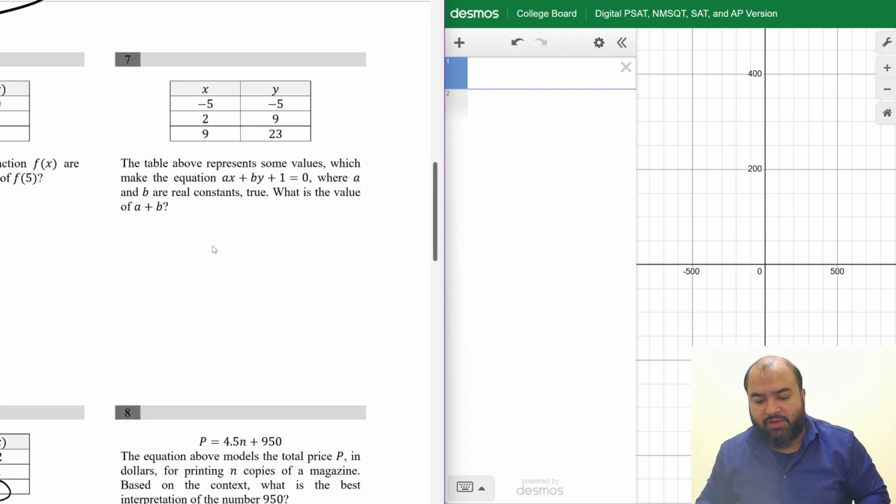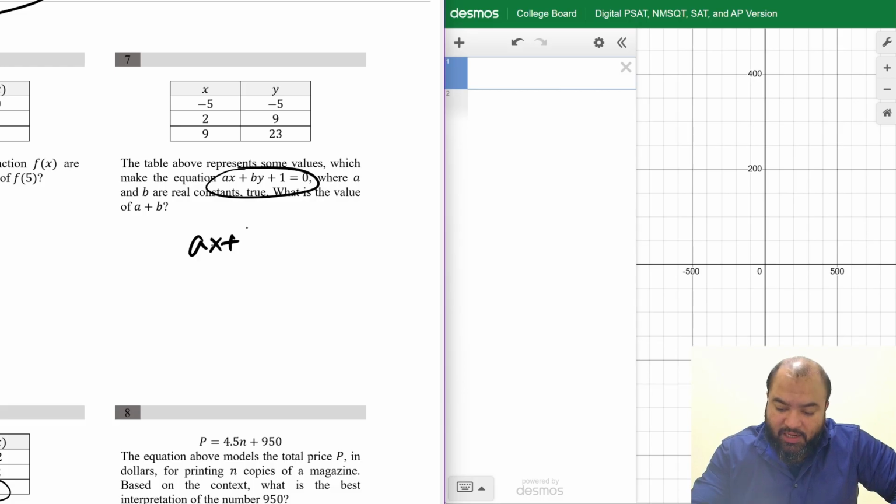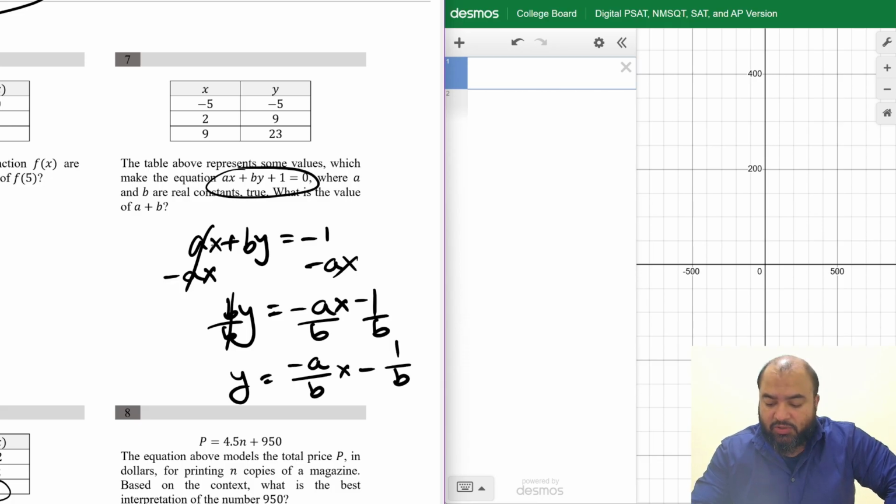For some number 7, we can do something similar. They gave us a table. Of course, I can plug it in, but the table above represents some values. In this case, first I can rewrite this as an equation of a line, y equal mx plus b. I think that way I will see the clear picture. I can do minus 1 on both sides. As I said, you should have knowledge of both Desmos and algebra. Now divide by b, each and every one of them. So y is equal to negative a over b x minus 1 over b. So the slope is negative a over b and the y-intercept is negative 1 over b.